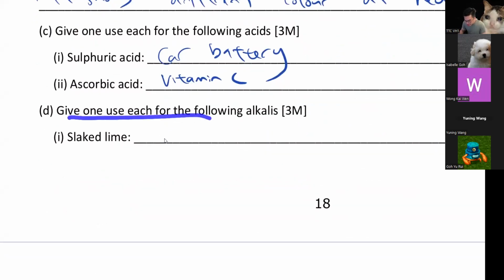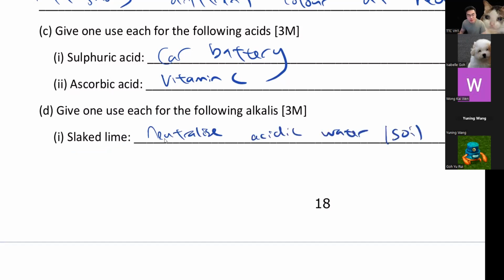Okay, so each use of the following: slaked lime. This one I mentioned last week. This is to neutralize acidic water or soil. Remember this? If you're a farmer and your plants keep dying because of the acid rain, you would put this into your soil so that it neutralizes the acid and your plants will not die.